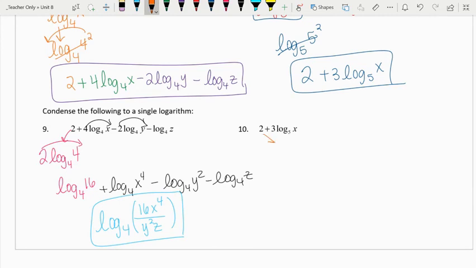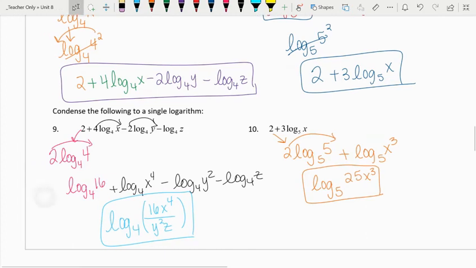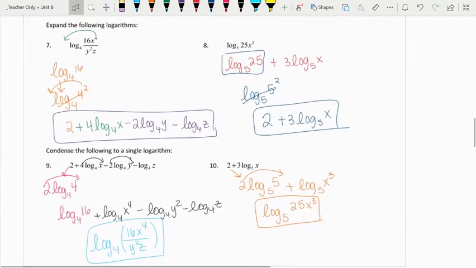So number 10, same deal with the 2, right? It's 2 log, and then we knew that our logs canceled, so it would be 5 and 5. And then we're adding log base 5 of x to the 3rd. So this is really talking about 5 squared, which is 25. So we have log base 5 of 25x to the 3rd. If you noticed, we actually just did the reverse. We went back and forth. Number 7 was number 9 backwards, and number 8 was number 10.